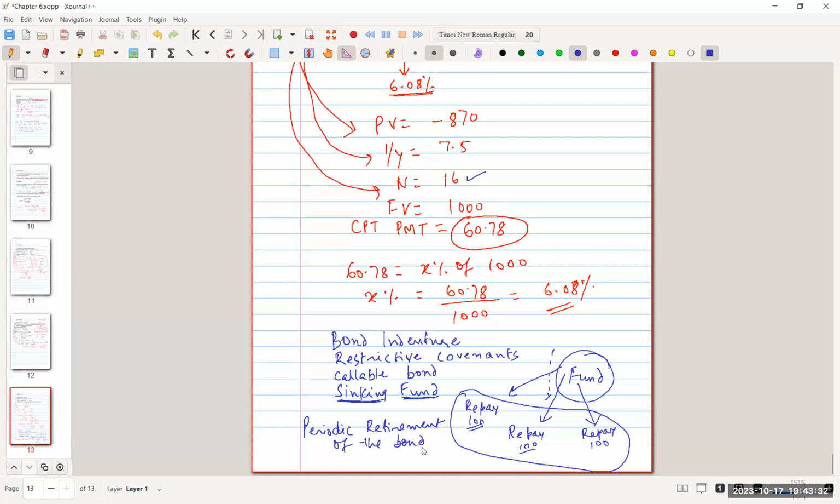Sometimes the lenders insist that we don't want to wait these 16 years to receive this $1,000 back. We want it to be paid back to us intermittently on a periodic basis. So if that is the arrangement in the bond indenture, then the company will set up a sinking fund where they will keep some money aside and then use it to keep repaying on an intermittent basis this sum of $1,000 over time. So that's a bond with a sinking fund feature. Some such things are there in this chapter for you to read up on.